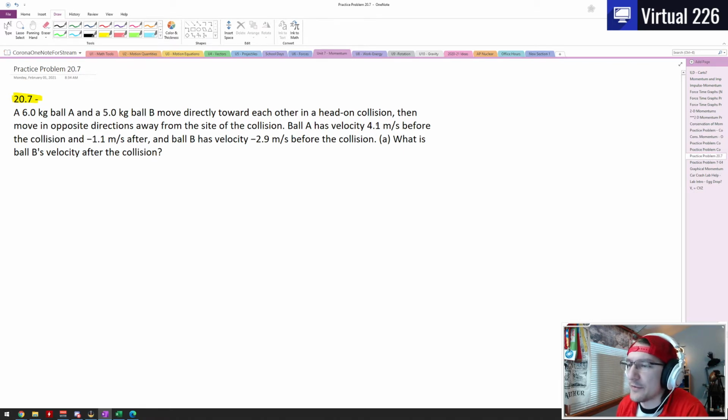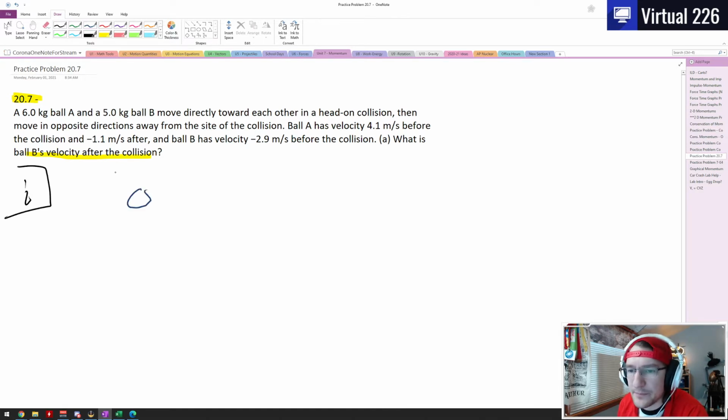Ball A has a velocity of 4.1 meters per second before and negative 1.1 after, so there's the negative. Ball B has a velocity of negative 2.9 before and something after, and we're looking for ball B's velocity after the collision. So the way this looks is we'll draw two pictures just like Grandpappy Botzer always taught us to do. So let's draw our initial picture first.